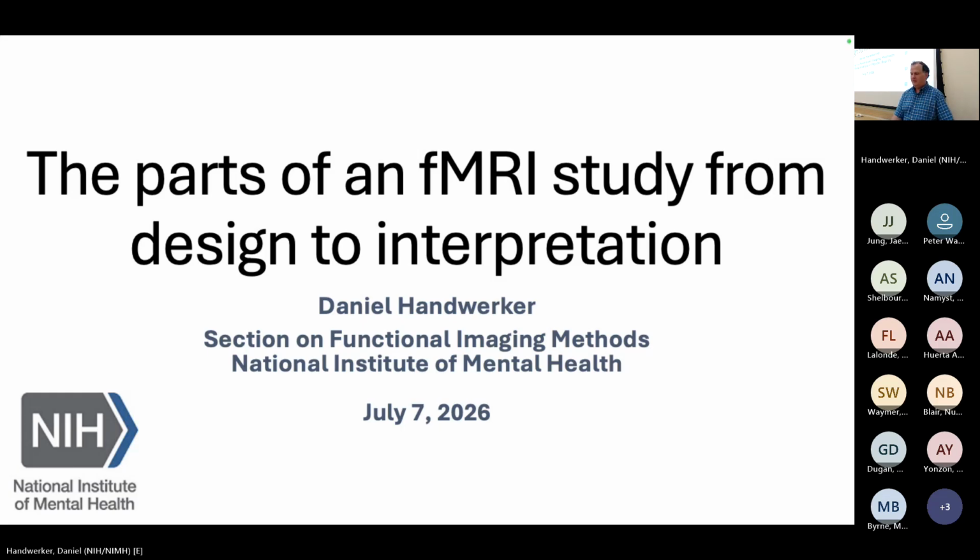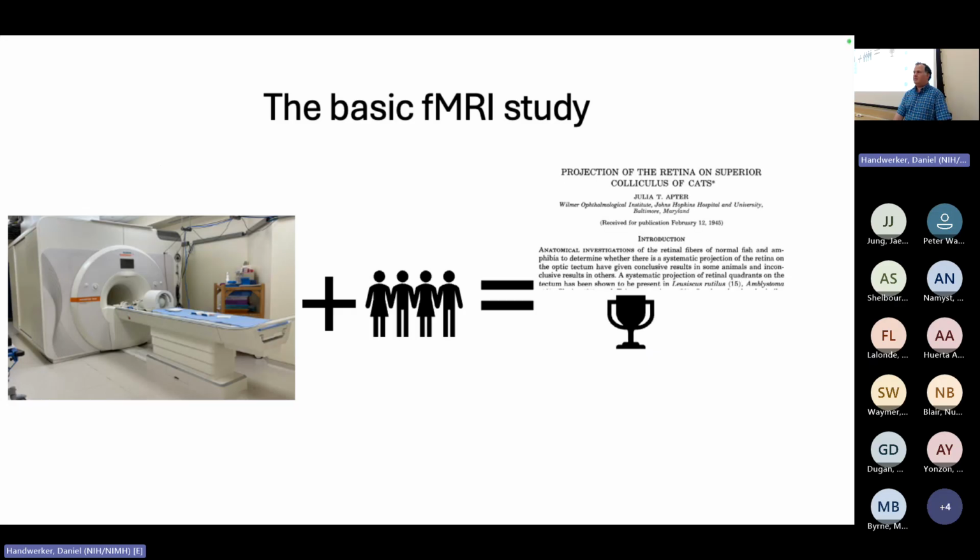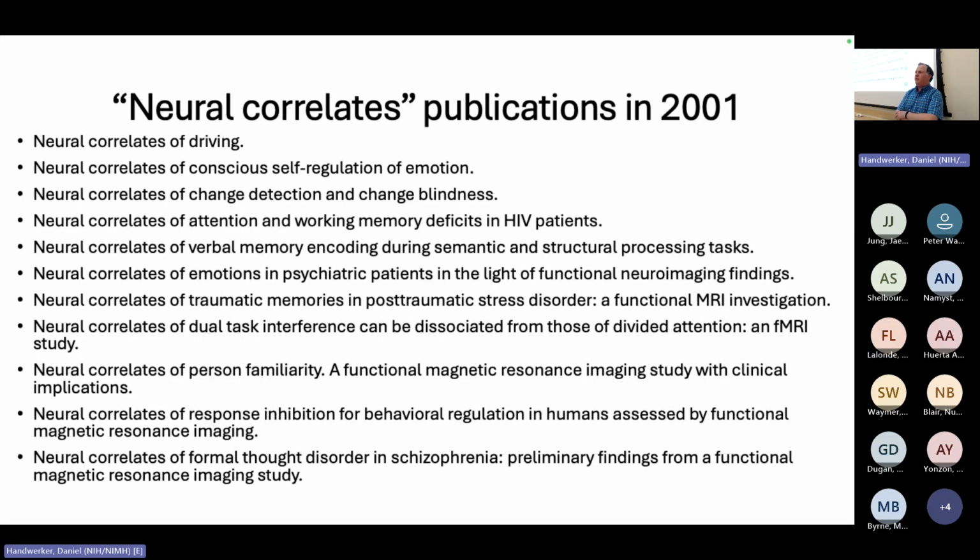Thank you, Kevin. Okay, so, a basic fMRI study. You have an MRI machine. You throw some people in the machine. You get applications, fame, money, change. Okay, done. I'm obviously joking a little bit here.